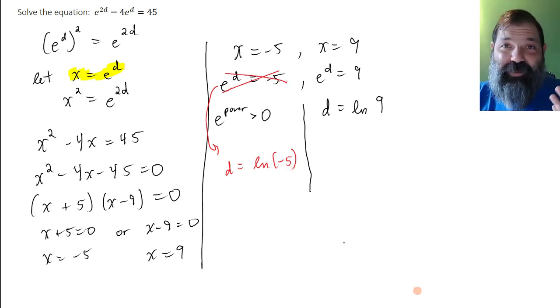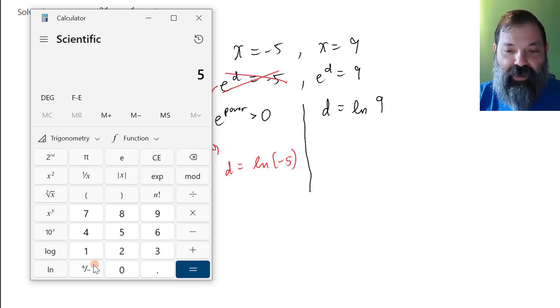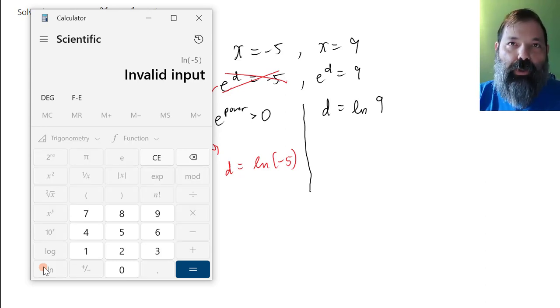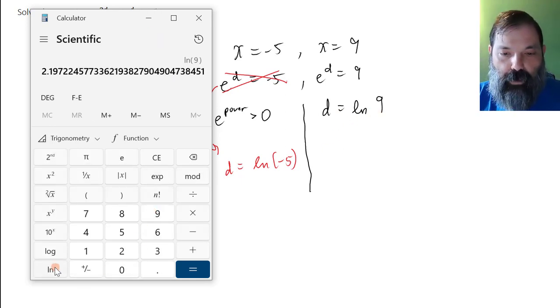Now, if you bring up your calculator and you try and calculate that number, so let's see, let's clear this old stuff and let's type in negative 5, and let's calculate the natural log, and it gives us an invalid input. So your calculator will probably give you some sort of an error if you try to calculate the natural log of a negative number, or in fact, any logarithm base of a negative number. Now, if we needed to, we can approximate the natural log of 9. It's 2.1972.